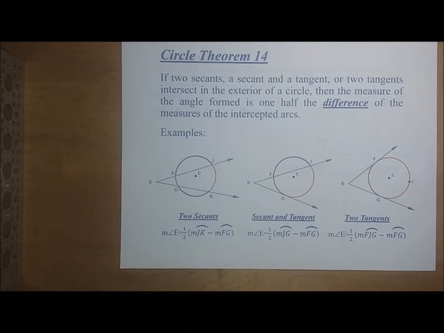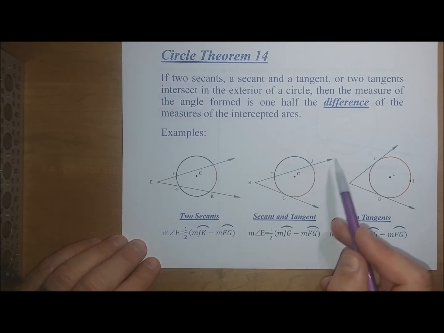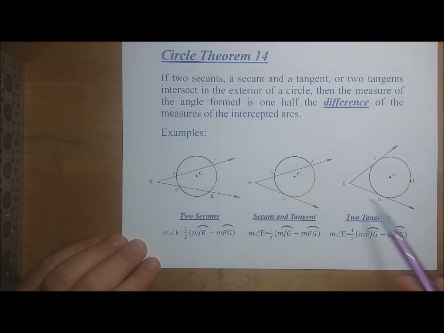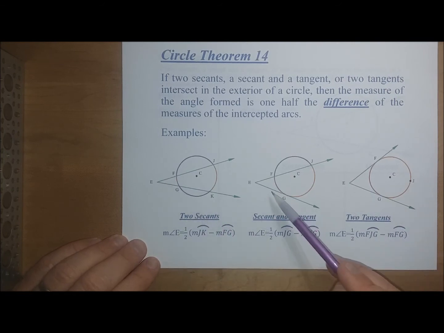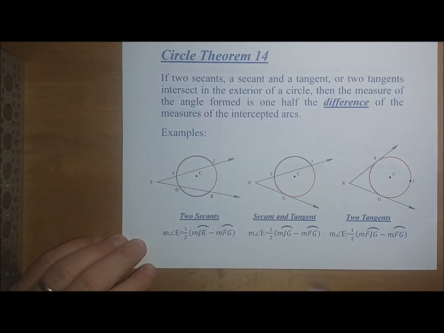Are we ready for the big kahuna here? Circle theorem 14. We've got these three conditions. We've got to prove these. Basically, circle theorem 14 tells us that if two secants, or a secant and a tangent, or two tangents intersect at a point outside the circle, then the angle they form equals 1/2 the difference in the measures of the arcs they intercept. Okay, so can we go ahead and prove this?